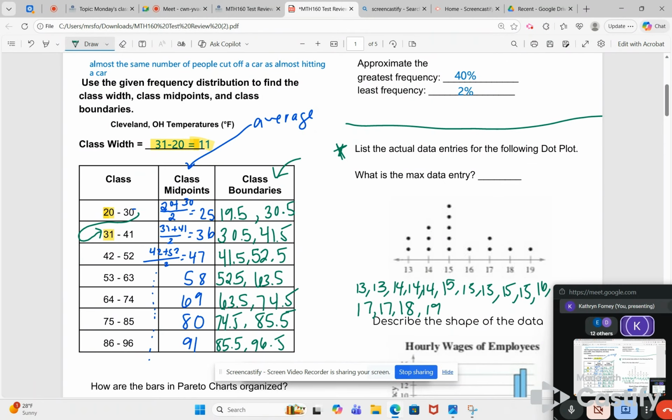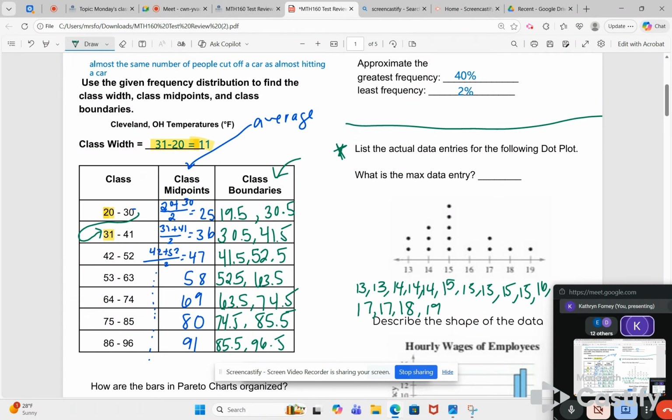You have to do this. And I see a lot of times that people just want to write 13, 14, 15, 16, 17, 18, 19, but you have to identify that there's 2 13s, 3 14s, and so on, because if you want to find like the average, you would have to add each one of those up.